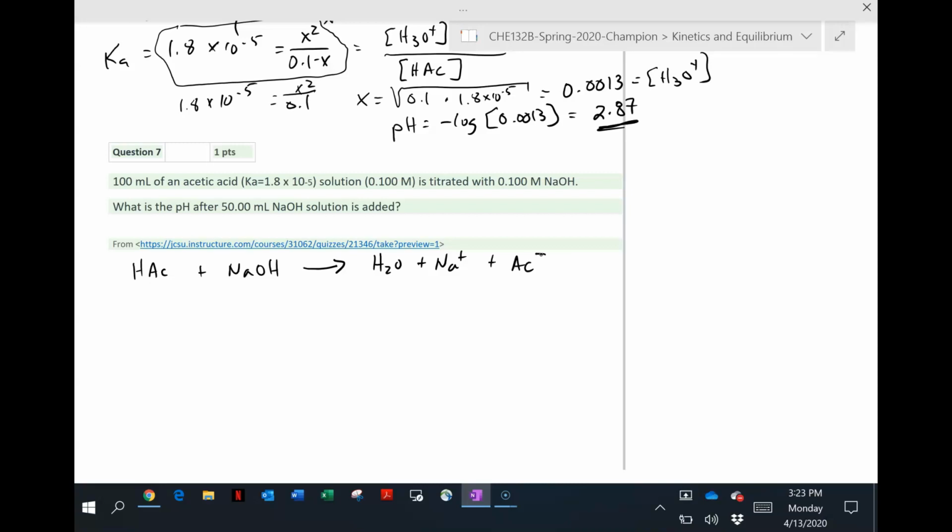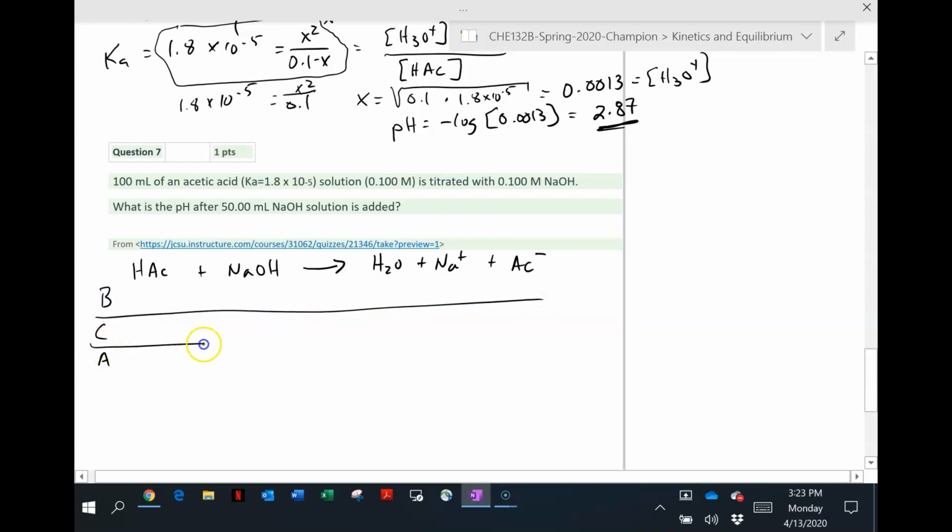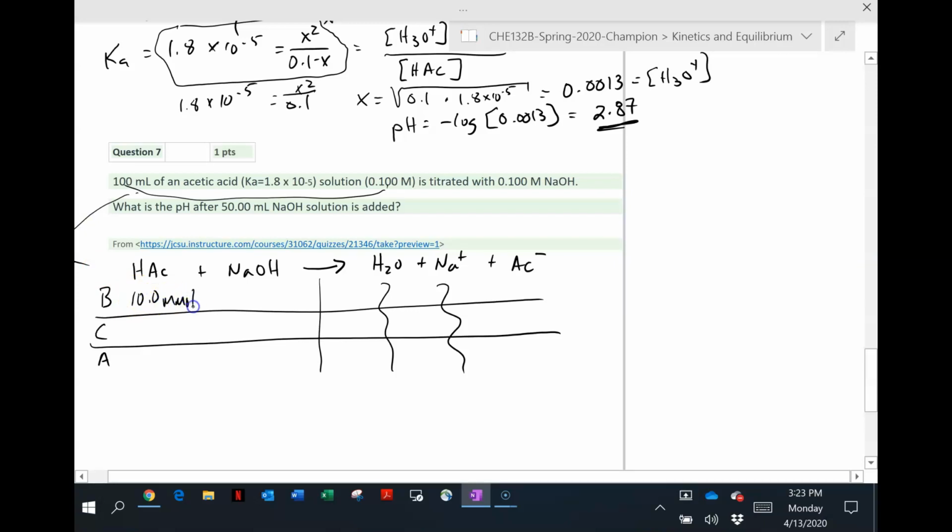Now, since this is a one-way arrow, we're going to do a BCA, not an ICE, but a BCA. So we're not going to worry about water. We're not going to worry about sodium, but we are going to worry about acetate. So initially here we have 100 milliliters times 0.1. That's going to give me, as I did in the problems above, 10.0 millimoles. And the 50 milliliters times 0.1 is going to give me 5.0 millimoles of NaOH. And initially we have no acetate ion. So one-way reaction, limiting reactant is going to be the NaOH.